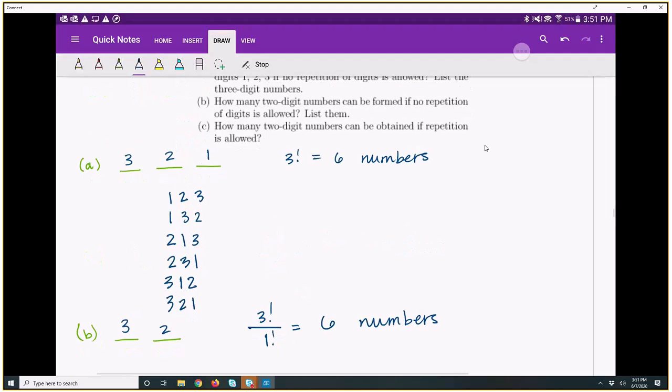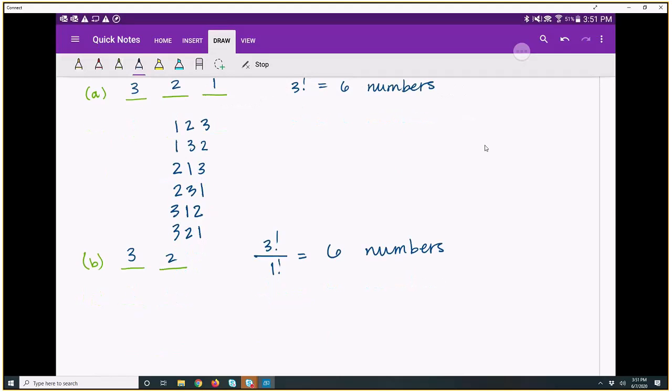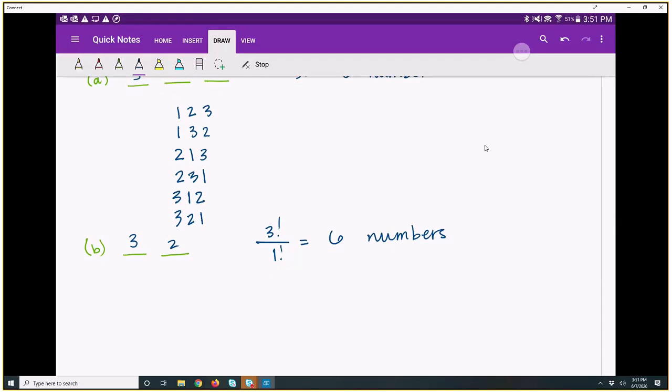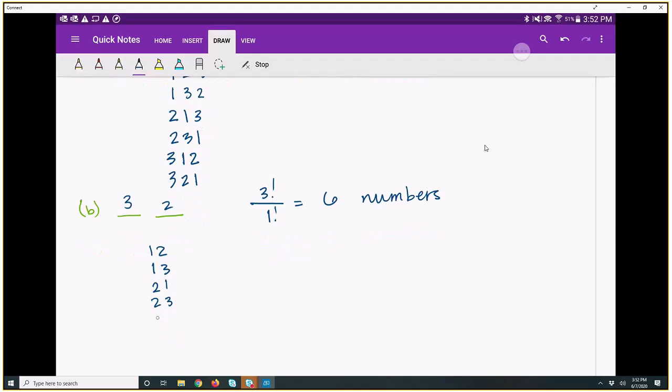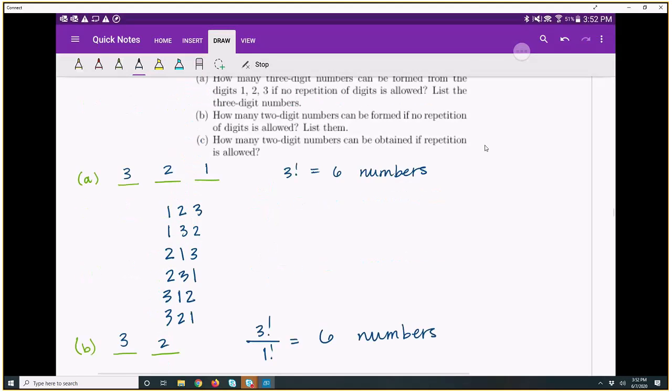Then I'm asked to list them. So I'm actually going to see that I can just use the same list as above if I just consider the first 2 digits of any given number. That is to say, if I choose 1 for the first blank, then I could have 1 with 2 or 1 with 3. If I choose 2 for the first blank, then I can have 2 with 1 or 2 with 3. And if I choose 3 for the first blank, then I can have 3 with 1 or 3 with 2. So these are the 6 different 2-digit numbers.